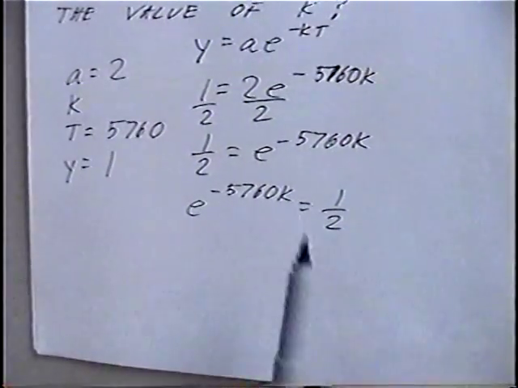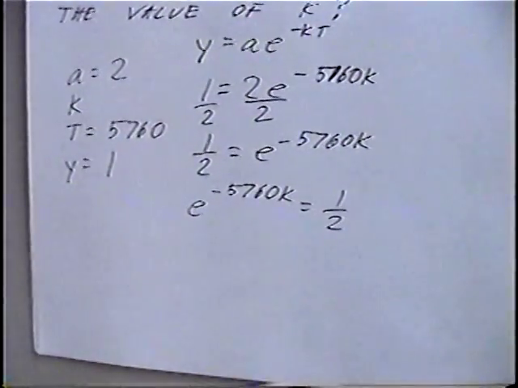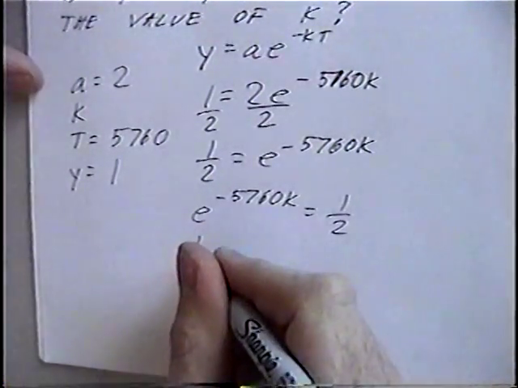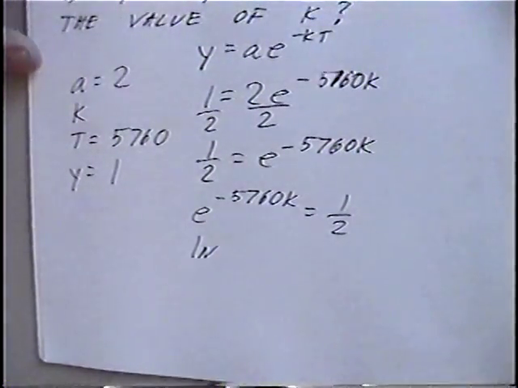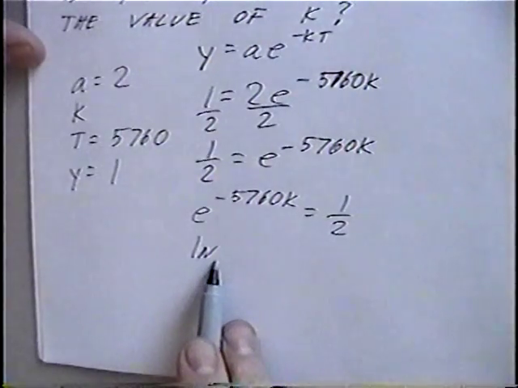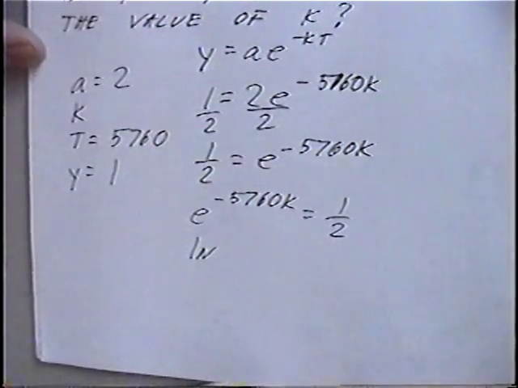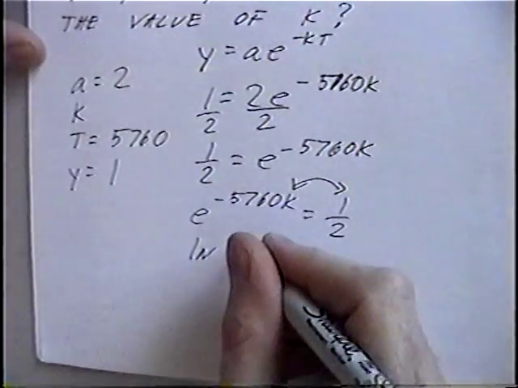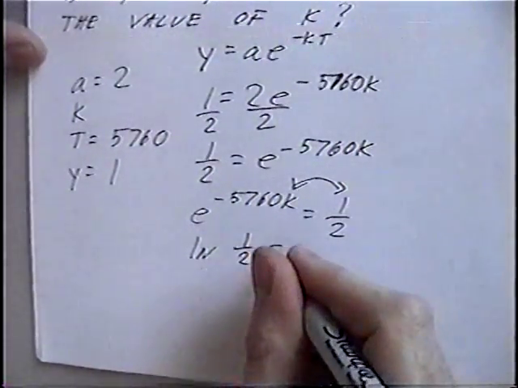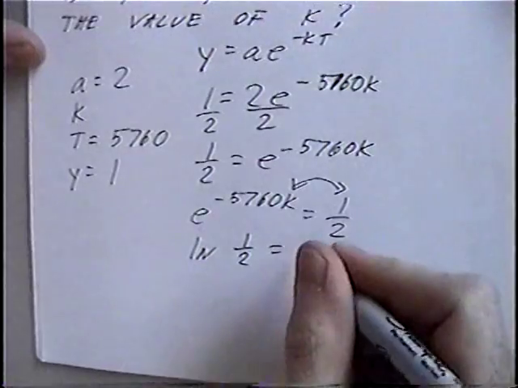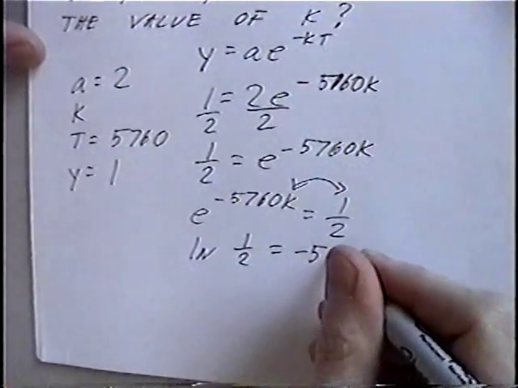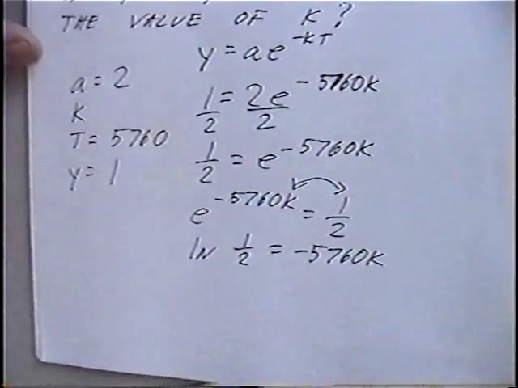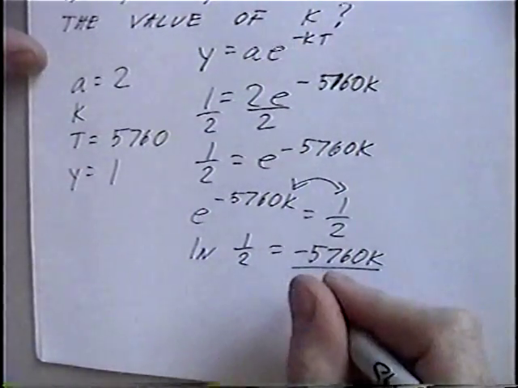And again, with a variable in the exponent, we can use logs. In this case, whenever we have e, we want to use natural log, ln. The ln again would have the base e. We can leave that off or write it there. And just like before, the other two numbers would switch sides. This would become the natural log of 1/2 equals negative 5,760k. To solve for k, we can divide.